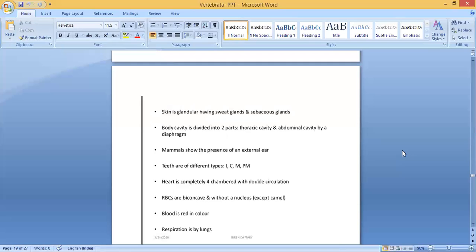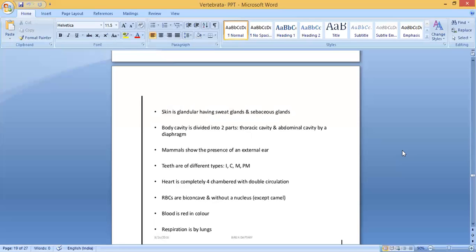Mammals show the presence of an external ear. They show the presence of external ear or pinnae. Teeth are of different types: incisors, canines, molars, premolars. Okay, in our case also you see in the front incisors. Then next to that there is one canine.